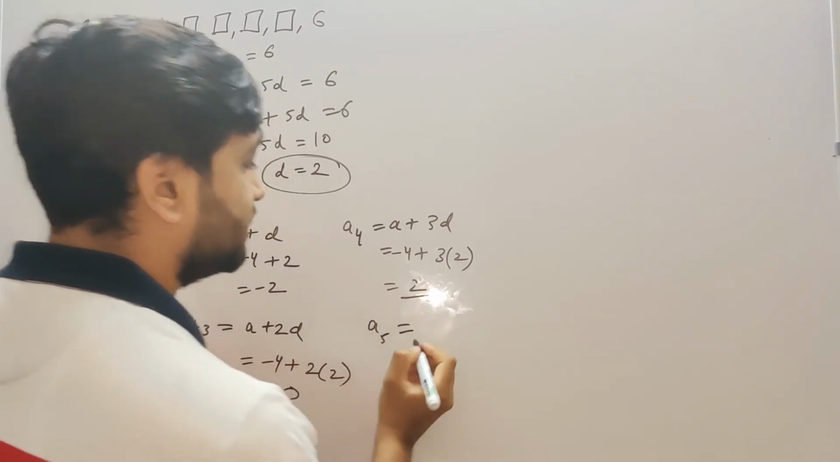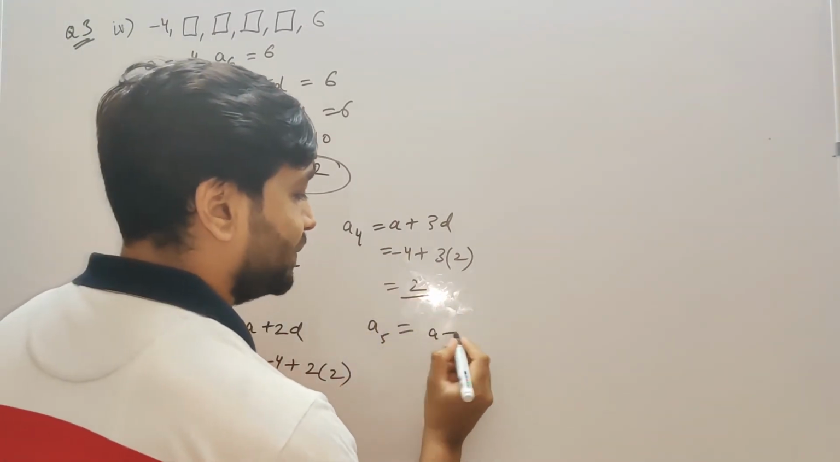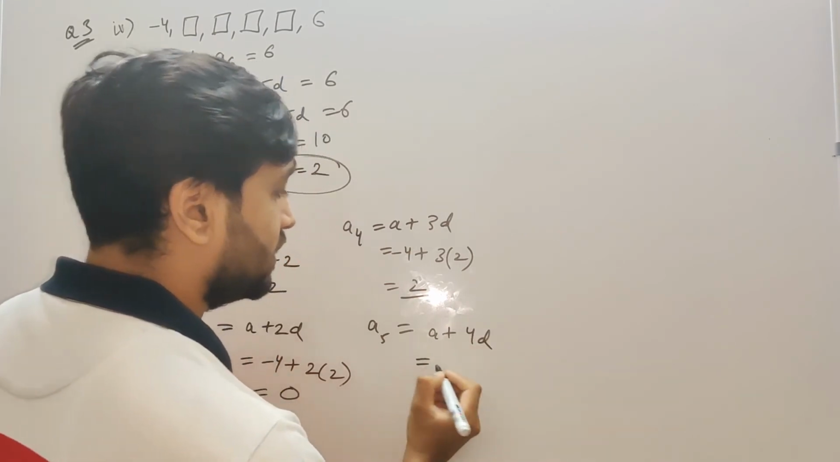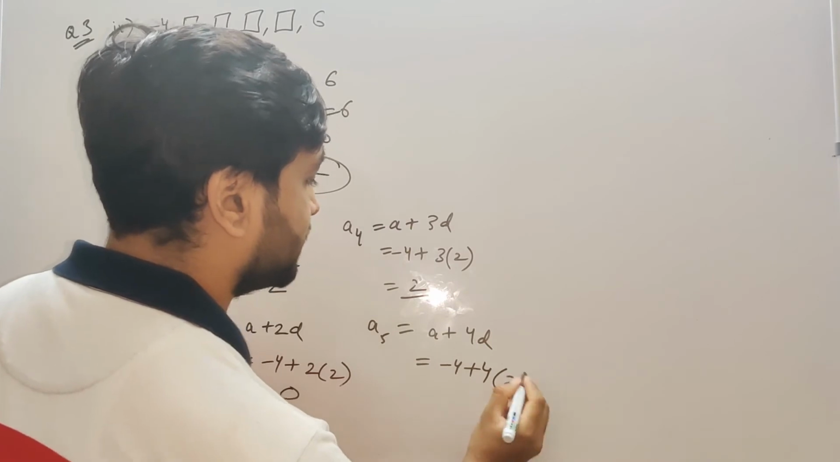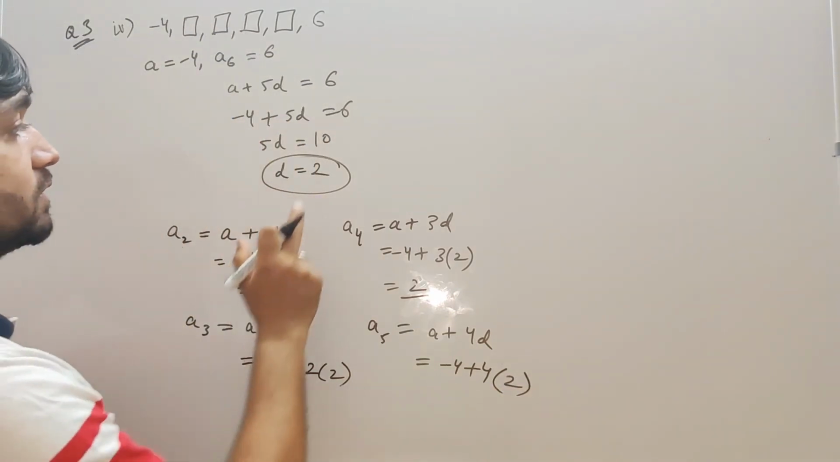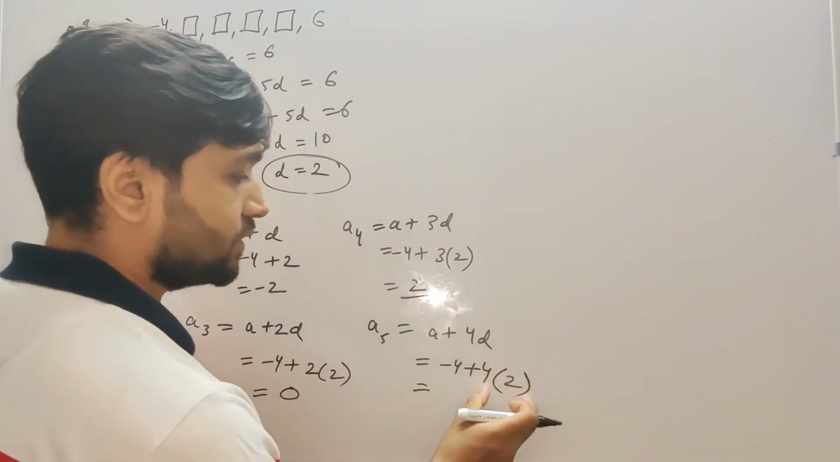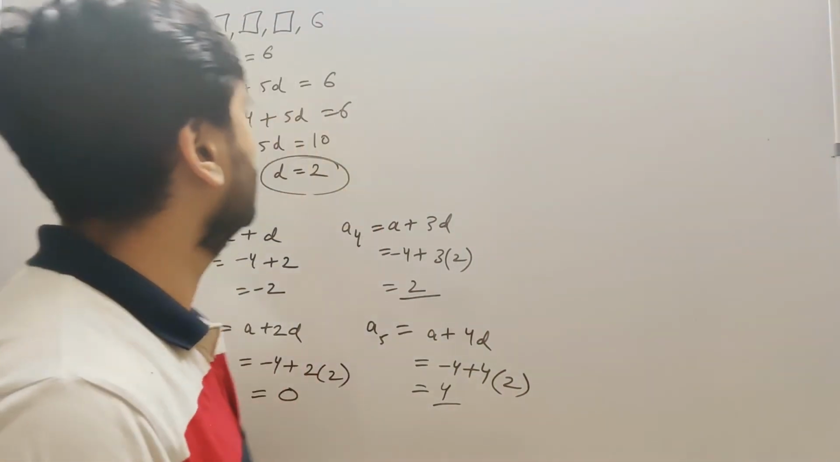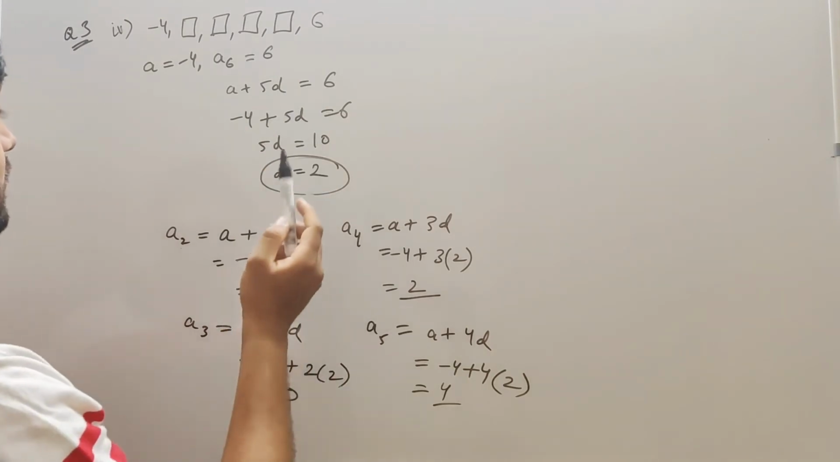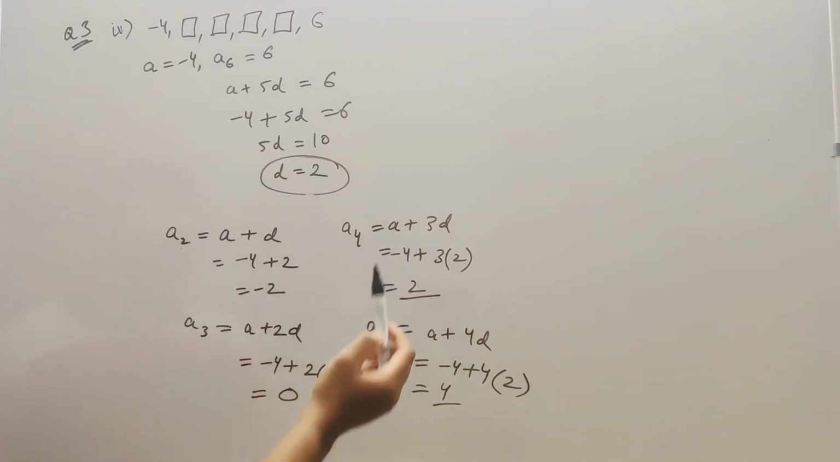And lastly, a5, the fifth term, is a plus 4d, and a value is minus 4 plus 4 into the common difference value, which I've already found here. Here we substitute. So 8 minus 4 gives you 4. So these are the 4 missing terms here: A2, A3, A4 and A5.